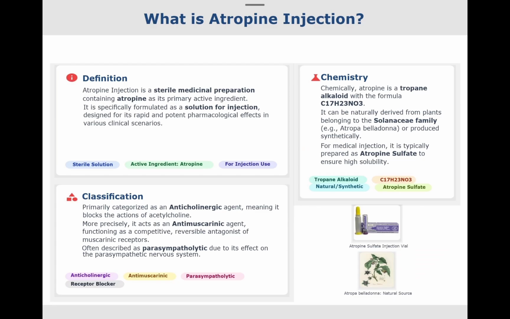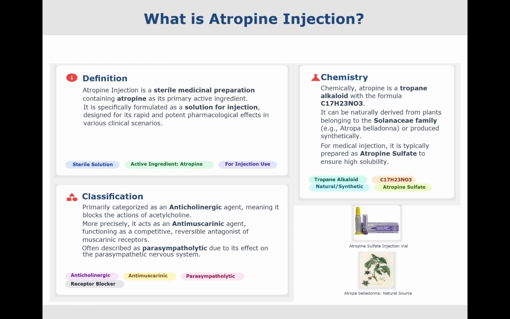So, what is atropine injection? Atropine injection is a meticulously prepared sterile medicinal solution with atropine sulfate as its active pharmaceutical ingredient. It's a naturally occurring alkaloid derived primarily from plants of the Solanaceae family, such as Atropa belladonna, commonly known as deadly nightshade, or it can be synthetically produced.